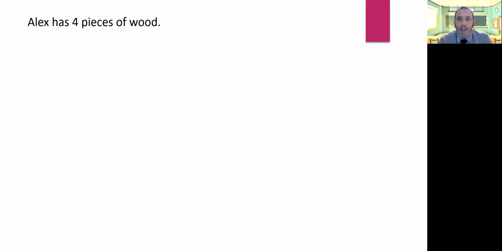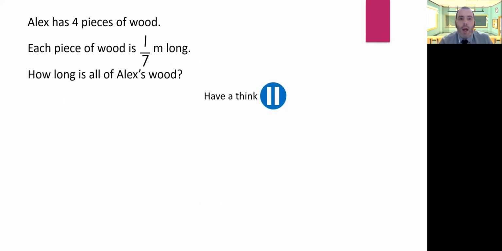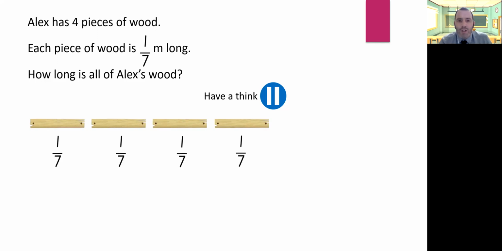So let's have a go with this and work it through with a question. Alex has 4 pieces of wood. Each piece of wood is 1/7 of a meter long. How long is all of Alex's wood? Have a think. Think about what we just talked about with repeated addition. How could we work it out? Okay, shall we move forward? We have our 4 pieces of wood. Each one of them is 1/7 of a meter long. So our question is, what is 1/7 plus 1/7 plus 1/7 plus 1/7?